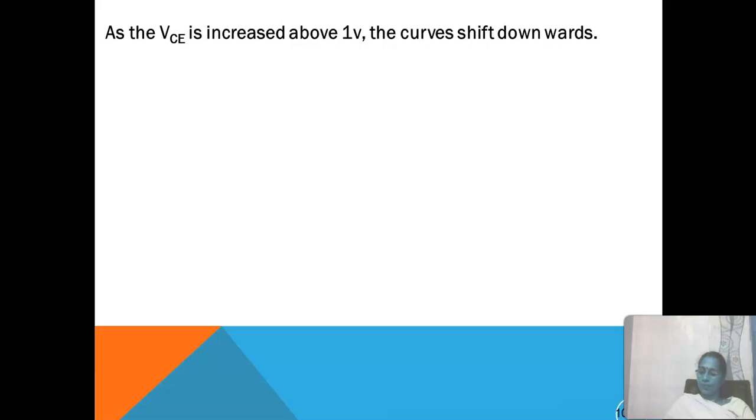It may be noted that the input characteristic is not linear in the lower region of the curve. Therefore, the input resistance varies from values of 600 ohms to 4000 ohms.